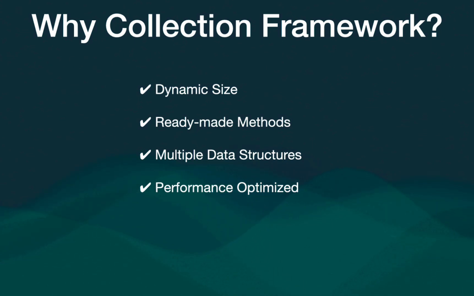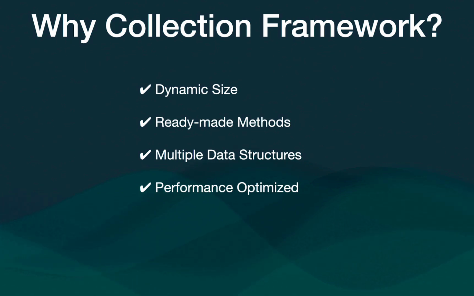Ready-made methods are available in these classes and interfaces to perform different operations on the collection. Let's say you have an Amazon cart, and you have added lots of products. You want products with a price of more than 500, so you can filter that. You want products from the electronics category, you can filter that too. So you can do lots of operations using these ready-made methods.